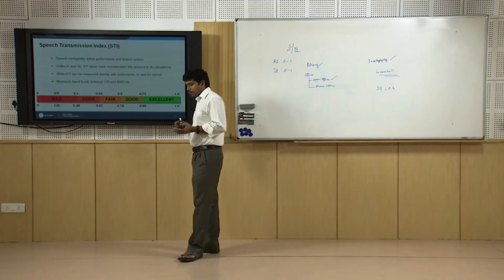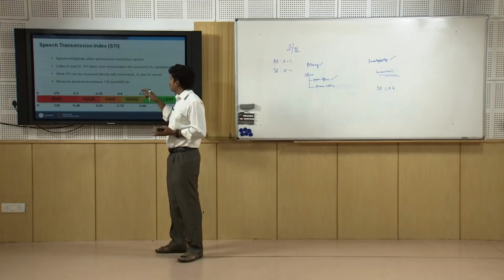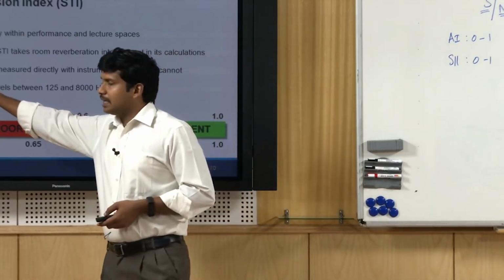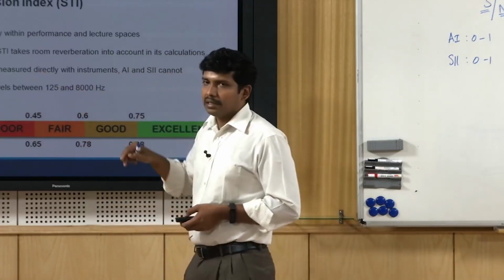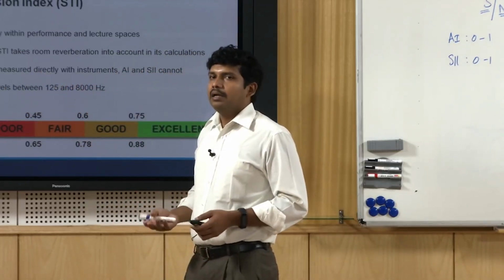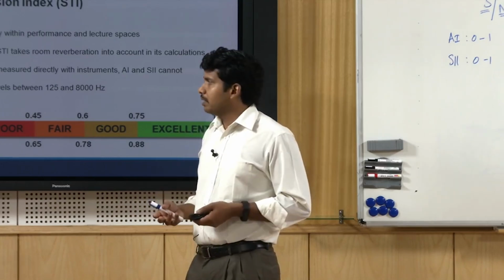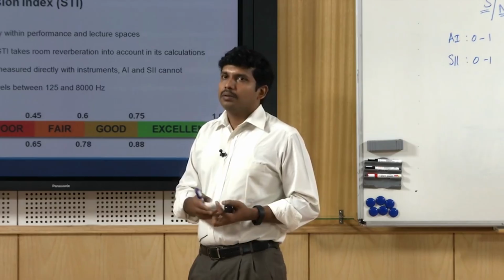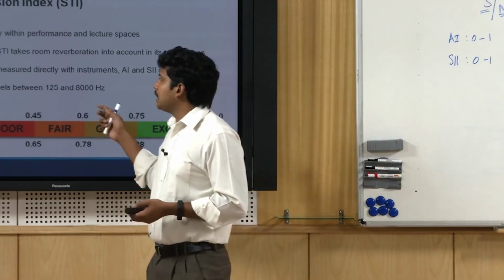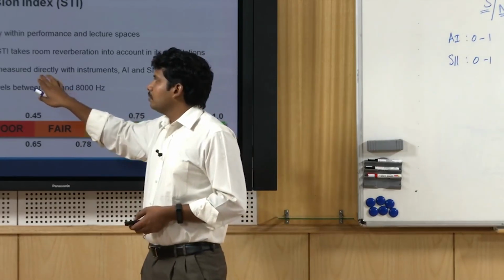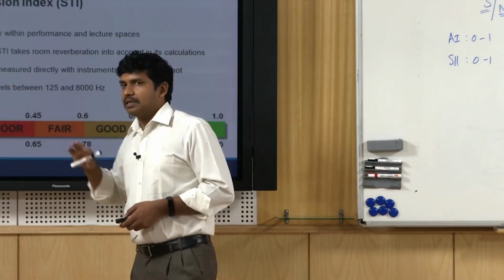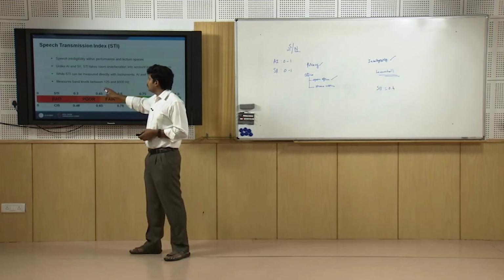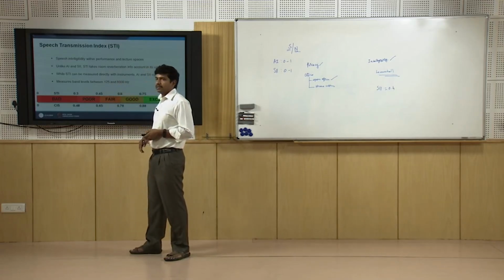While you have to do dictation tests for determining the articulation index or speech intelligibility index, STI can be directly measured with instruments, or it can be derived from certain measured parameters. Say if you know the reverberation time and the frequency, then you can determine it through certain calculations. I am going to show you. Using that you can determine the speech transmission index. Primary importance is given to 125 hertz to 8000 hertz.